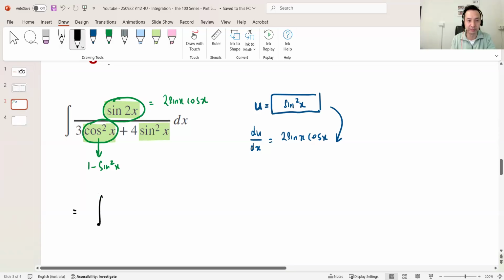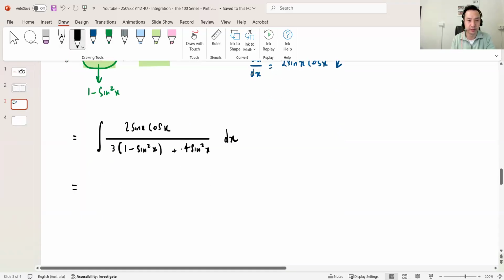So that becomes the integral of 2 sine cos on top. I'm going to reverse this chain rule. So that's 3 plus 4 of these. Now let's take that to the next step. So 2 sine cos. Does that become cos? 3 minus 3 plus 4, perfect. That's sine squared. That's cool.